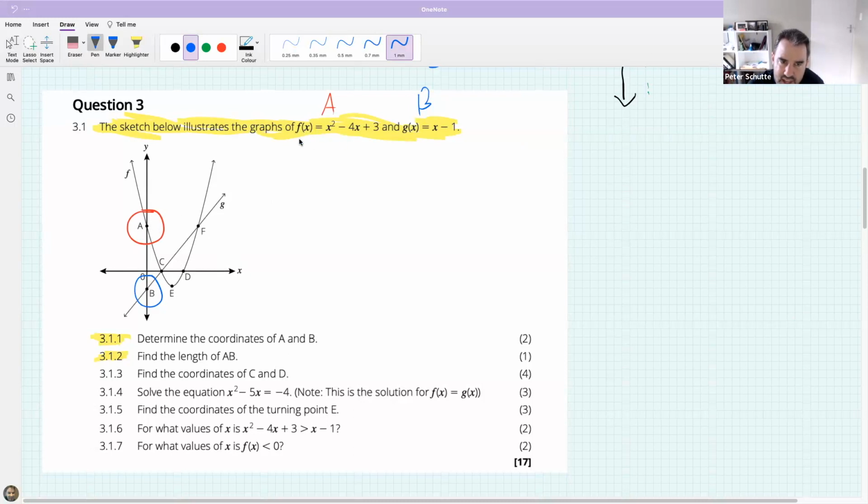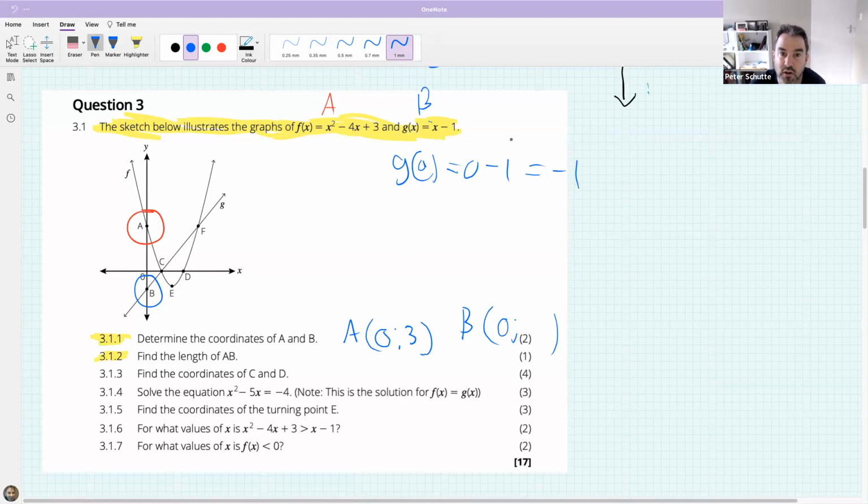Well, if I make x 0 in this one, I should get 3. So A should just be (0, 3). You've got to remember that it's a y-intercept, so there's a 0 in front. And for B, I make x 0 here. So g of 0 is equal to 0 minus 1, so I'm going to get minus 1. Yeah. Okay, what is the length of AB?